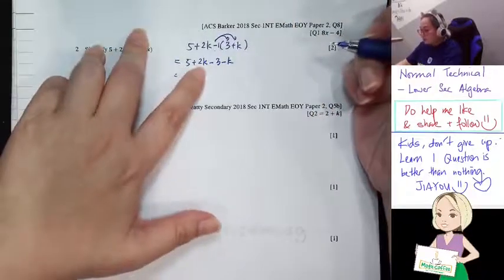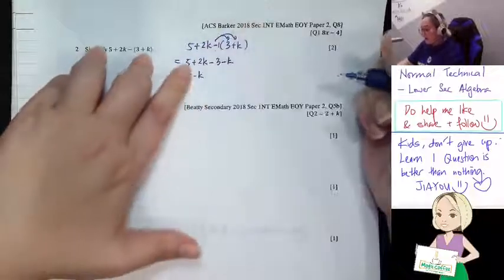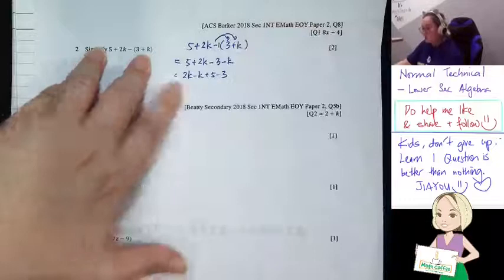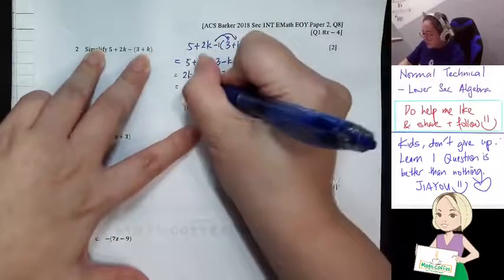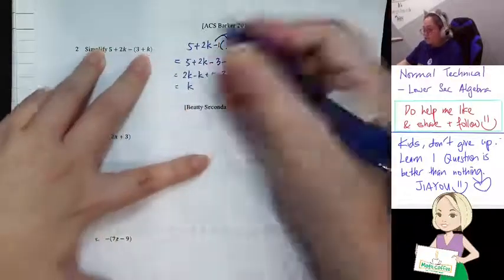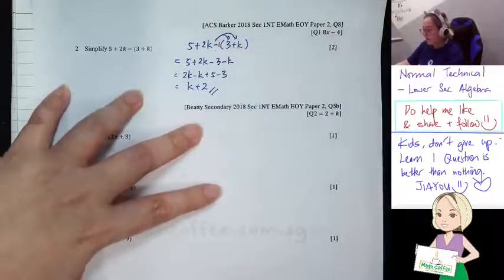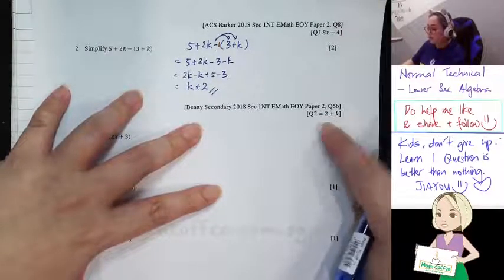So I will put my 2k minus k first. 2k minus k is 2 minus 1, so it's just k. Then 5 minus 3 is just 2, so just put plus 2. And this is your final answer: 2 plus k. 2 plus k and k plus 2 is the same thing.